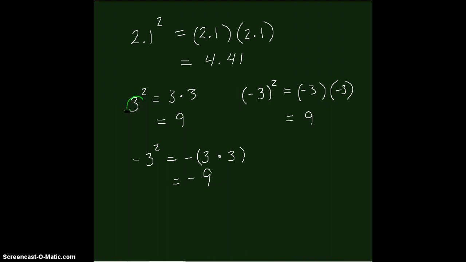The base is 3 in the first example, minus 3 in the next example, and in the third example, the base again was 3. In the next video, I'll discuss order of operations. With the idea of order of operations, I think this will make a little bit more sense as to why we're squaring the 3 and then taking the opposite.